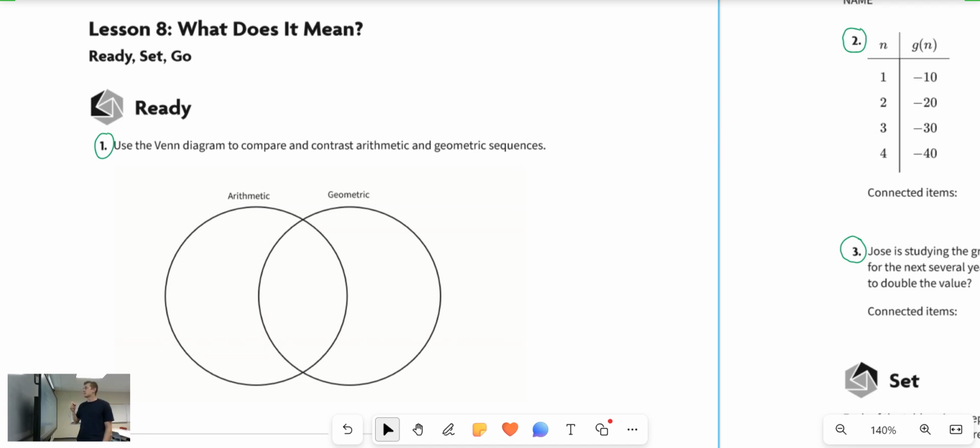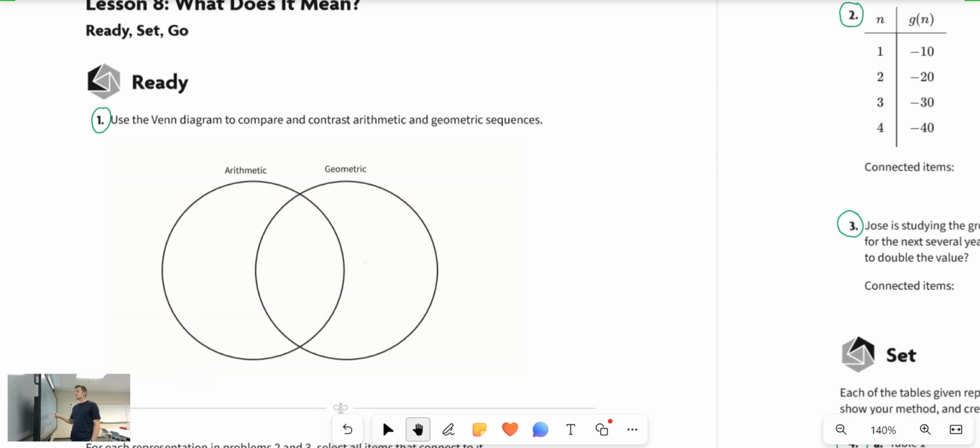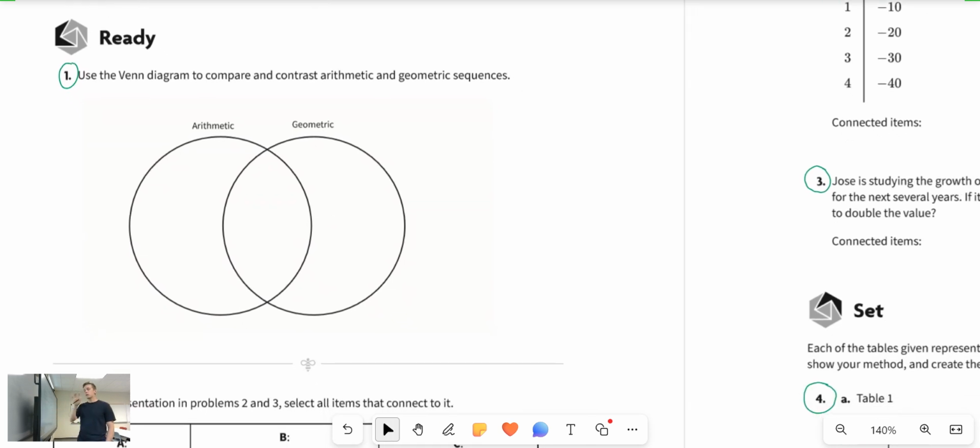Okay, so this is the lesson 8 homework help for what does it mean as part of unit 1. So we're going to start off with number 1, which is really just asking us to categorically differentiate between arithmetic and geometric sequences using this Venn diagram. So use the Venn diagram to compare and contrast arithmetic and geometric sequences.